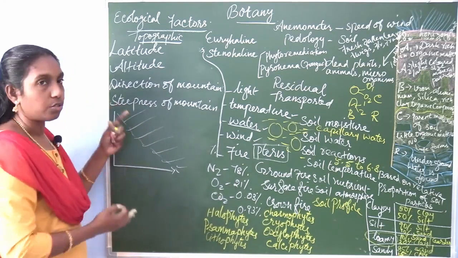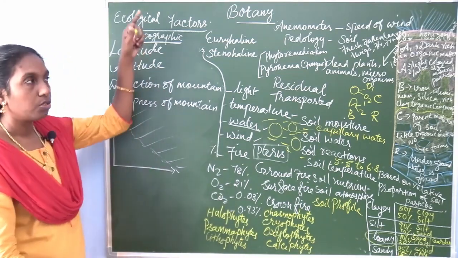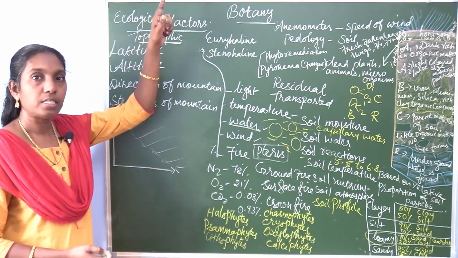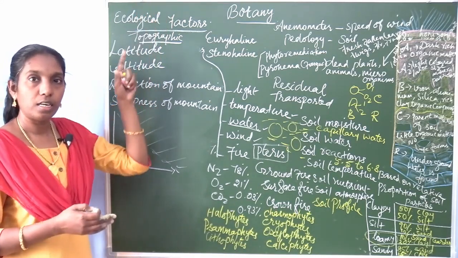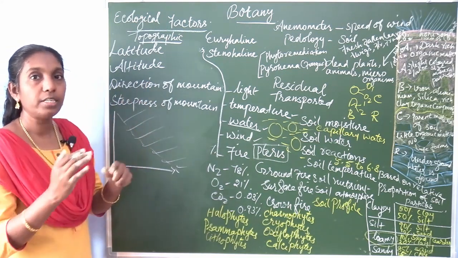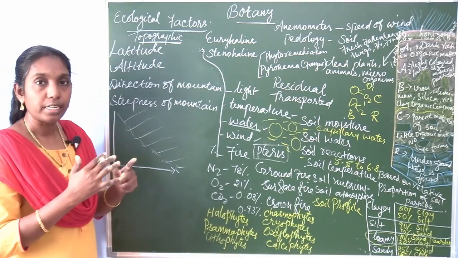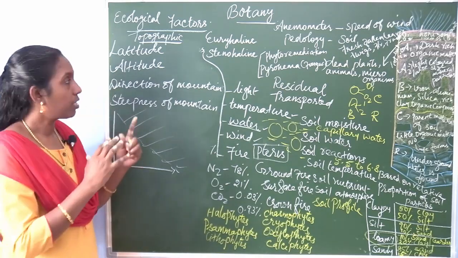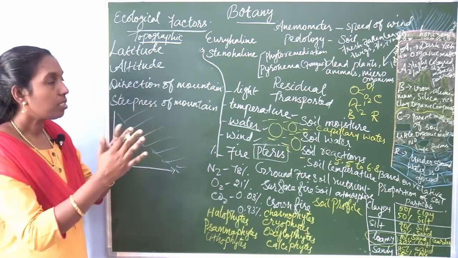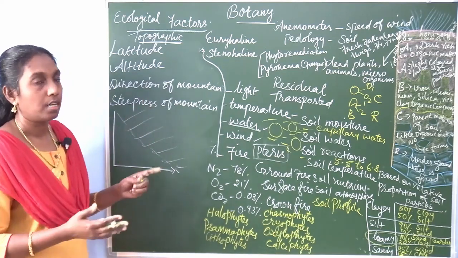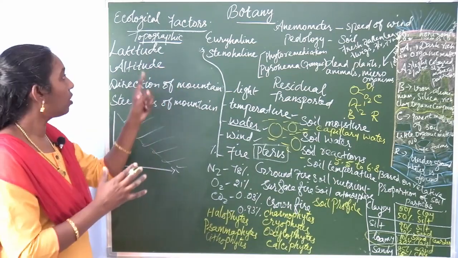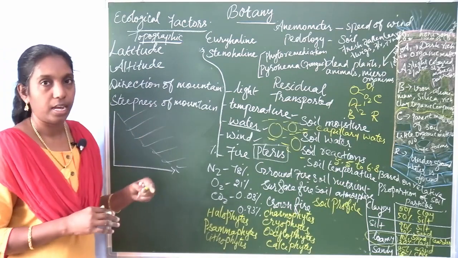As the height above sea level increases, the intensity of light and humidity change, the temperature changes, and atmospheric pressure, the air pressure, decreases. Based on this, the vegetation varies. So the vegetation depends upon topographic factors, latitude and altitude.